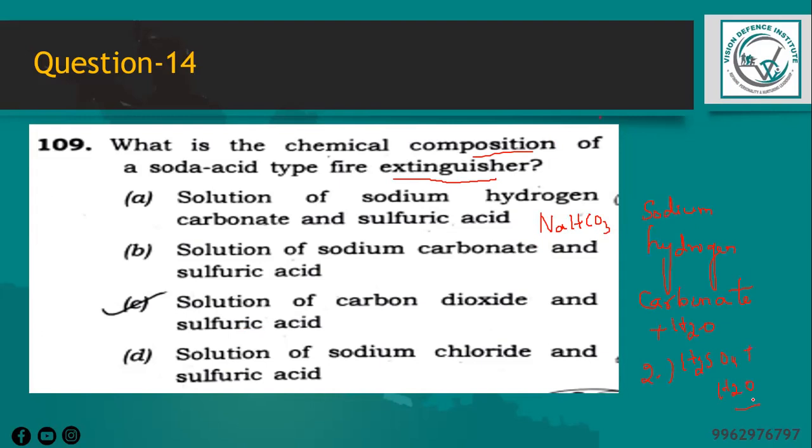So when this extinguisher is used, the two solutions are mixed and a chemical reaction occurs between sodium hydrogen carbonate and sulfuric acid. This reaction produces carbon dioxide, which creates a pressure and starts to propel the solution out of the extinguisher. The carbon dioxide also helps to smother the fire by displacing the oxygen from the area around the fire. So the option will be A, that is solution of sodium hydrogen carbonate and sulfuric acid.